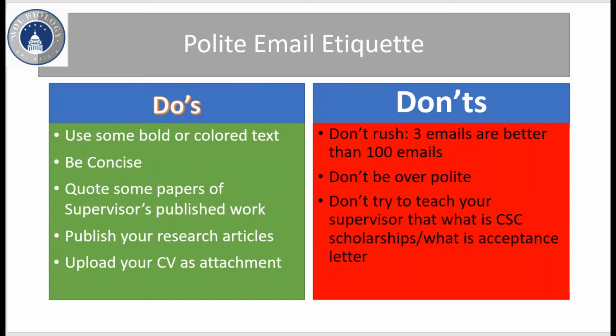So whenever you are going to write a polite email, you need to mention the important words, and we can use some bold and colored text for important words like your name, your previous university, and the research topic of your previous degree. You can use bold text, and you can also use colored text, but remember, don't use more than two colors. It should not be that you have used 3 or 4 colors and your email is so colorful.